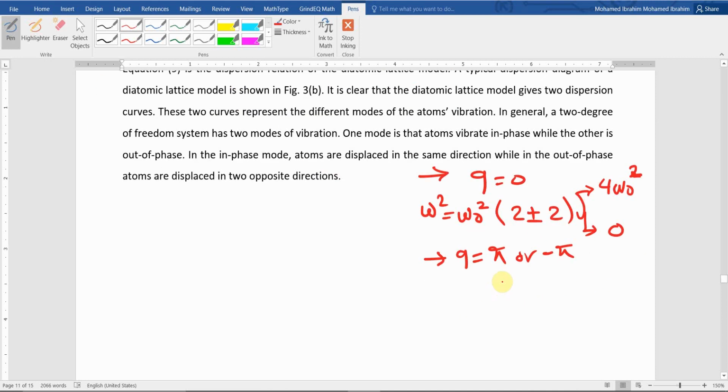So what does it mean? It means that the equation becomes omega square equals omega 0 square times 2. It means that the 2 possibilities have been confined into just one possibility, or one natural frequency, which is square root of 2 omega 0 square for both curves.